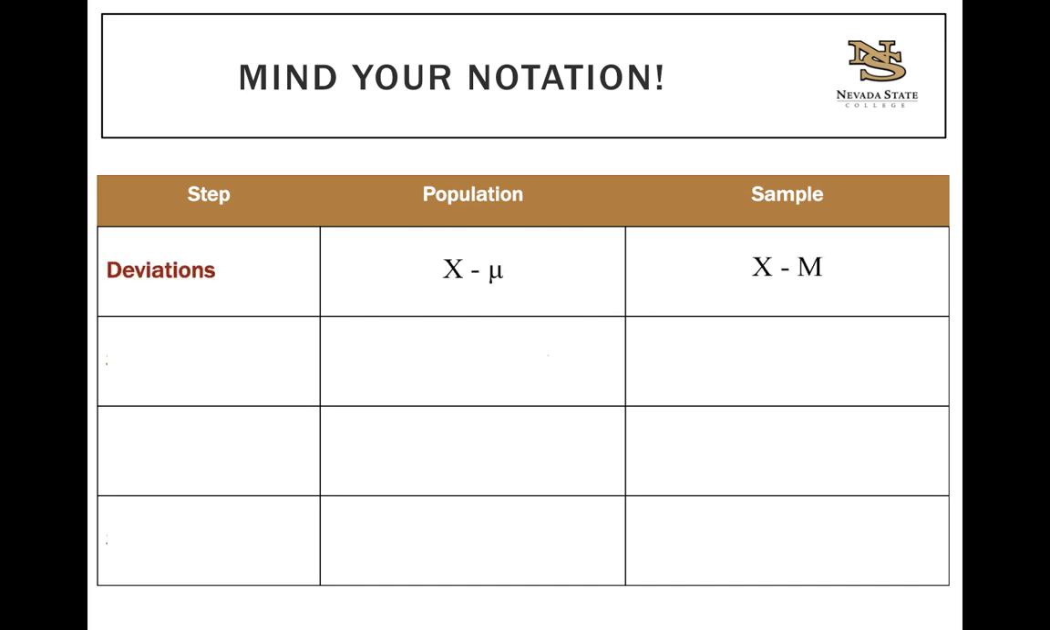Keep in mind that for step 1, when we're finding deviations, for the population we're going to see x minus mu. Scores are still always represented with x, but our mean is represented with mu for our population, but with M for our sample. So if you're looking up your standard deviation formula for a sample and you see x minus M in there, you know that you're on the right track. The next step is finding the sum of squares. Again, these formulas look very similar. The only difference is how we represent our mean. In the population, we have the mu. In the sample, we have the M.